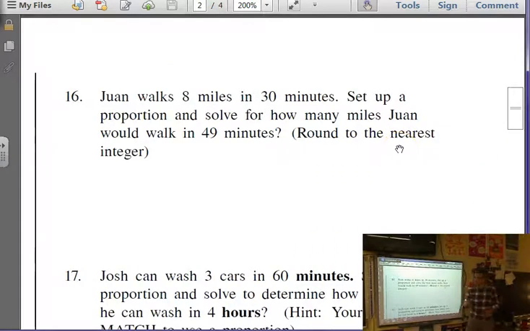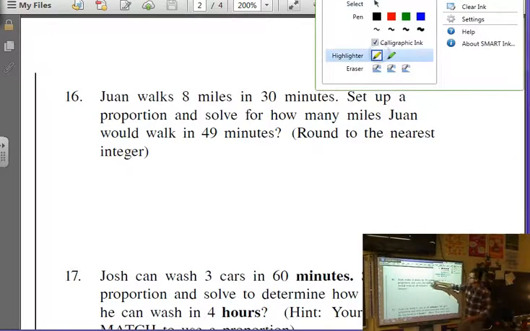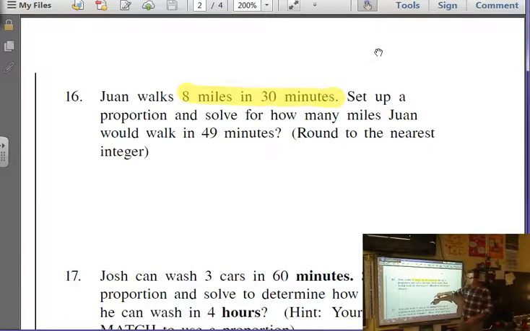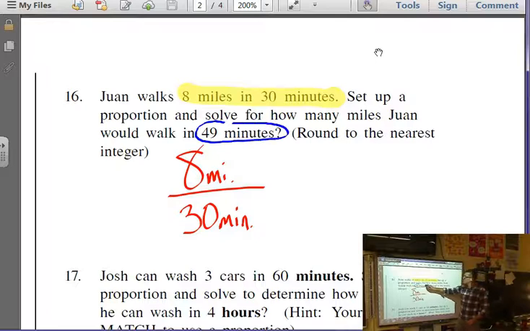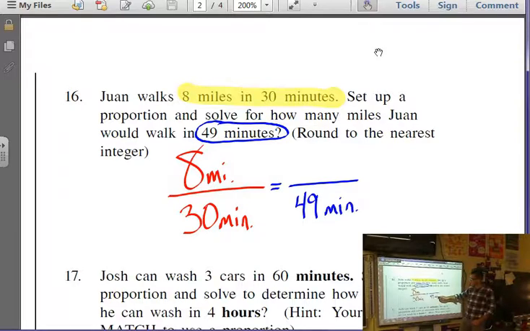Another proportion here, this one's trickier to solve. I will give you that. The problems are starting to get a bit more difficult. So we have that Juan walked 8 miles in 30 minutes. We have miles compared to minutes. So I'm just going to set up 8 miles over 30 minutes. We are then asked how far would he walk in 49 minutes? So where would my minutes go? It would have to go on bottom here. And I don't know what my numerator is.